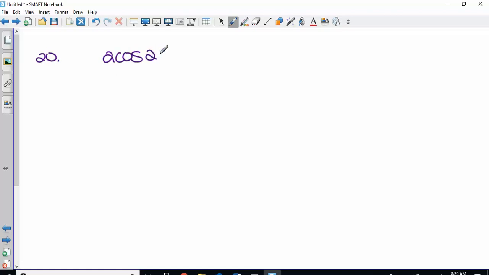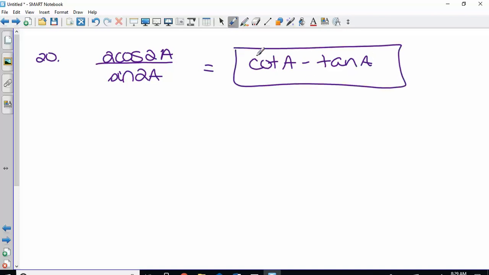Number 20. We have 2 cosine 2a over sine 2a equals cotangent A minus tangent A. So I notice right now these are double angles, and these are not. So I would probably box in the side with the regular angles because we have formulas for double angles.